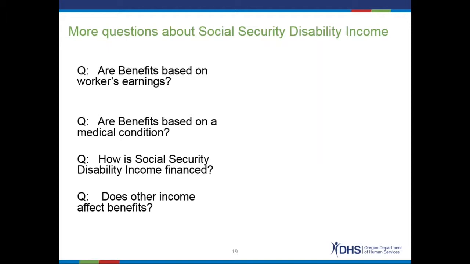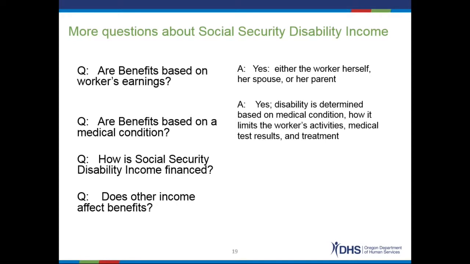Okay, here's some more frequently asked questions. Are benefits based on a worker's earnings? Yes. Either the worker herself, her spouse, or her parent. Are they based on a medical condition?